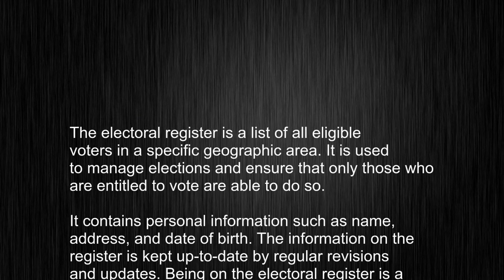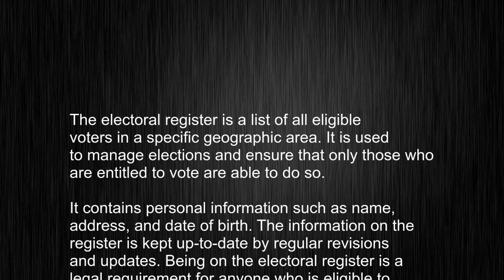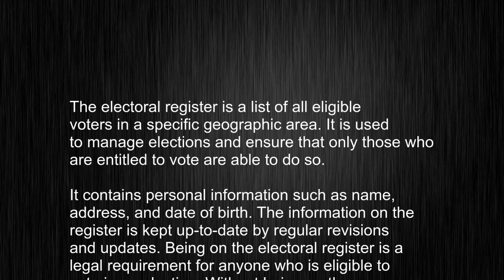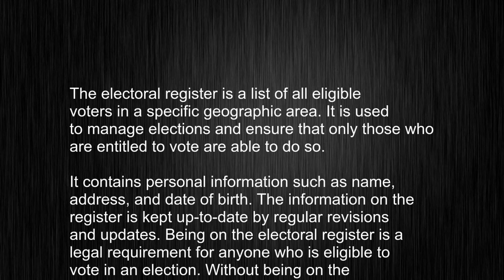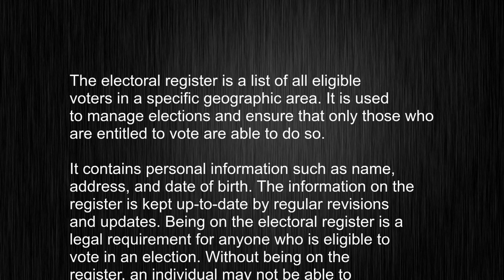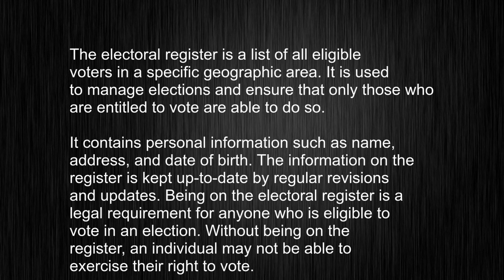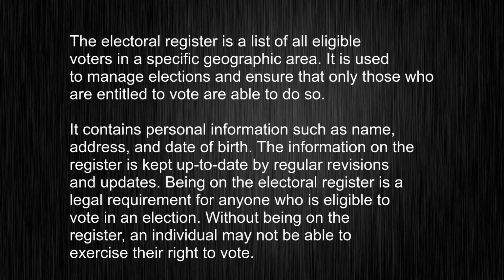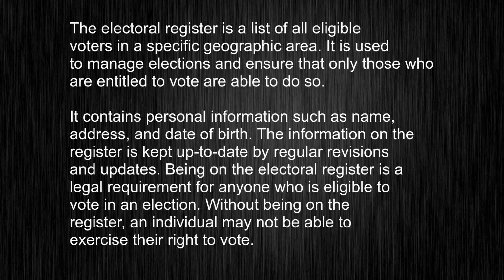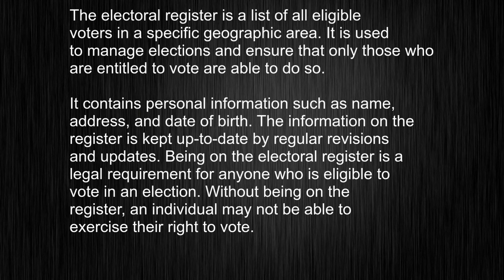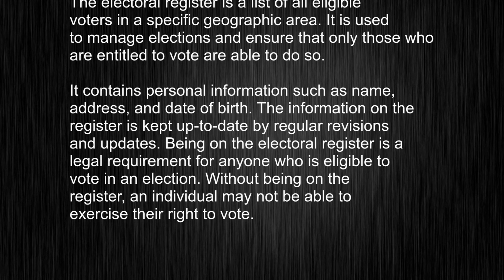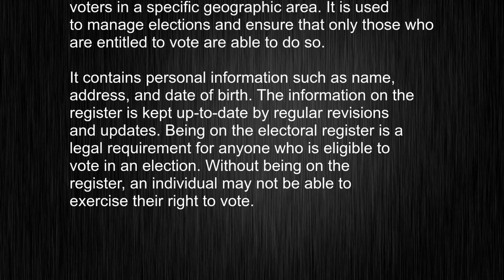The electoral register is a list of all eligible voters in a specific geographic area. It is used to manage elections and ensure that only those who are entitled to vote are able to do so. It contains personal information such as name, address, and date of birth. The information on the register is kept up to date by regular revisions and updates.